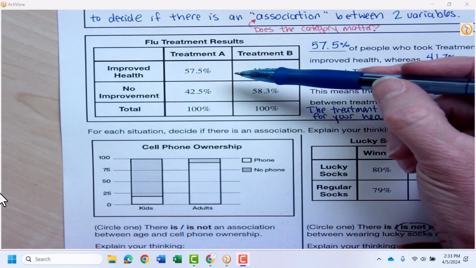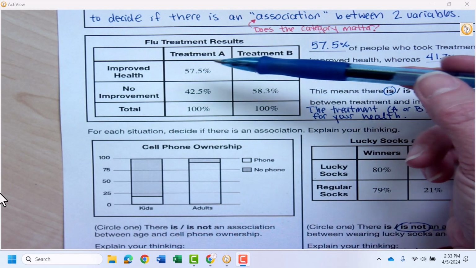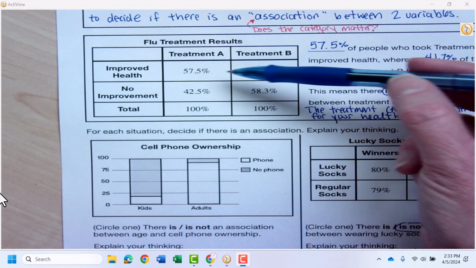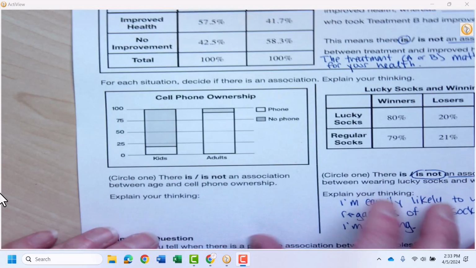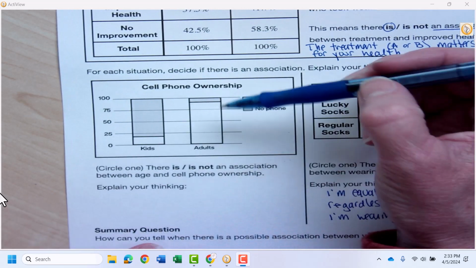Coming back to here, there is an association between your treatment and whether you get improved health. That's a pretty big difference. But 80% and 79% is not a real big difference. Let's look at a segmented bar graph and ask the same kinds of questions. Let's get to know our bar graph first.